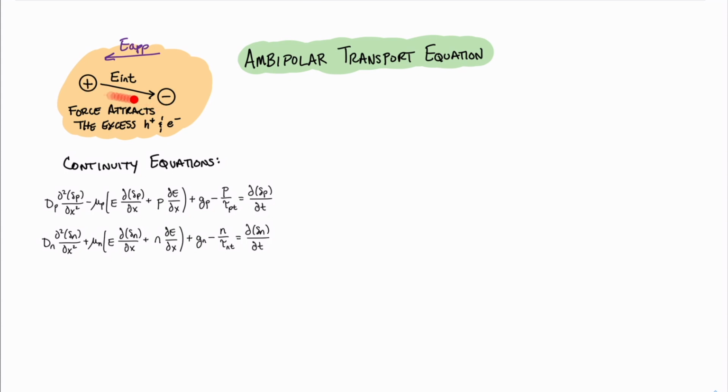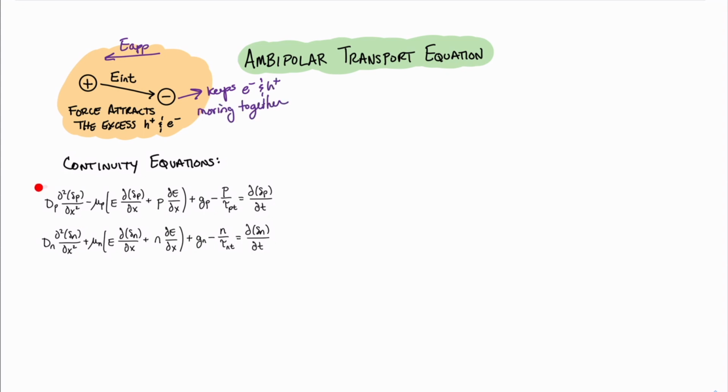But because these excess carriers occur in pairs, as soon as we start to separate them because of the external applied field, that generates an internal field, and the carriers attract each other when they try to separate. In practical terms, when we look at the transport of excess carriers, the movement of excess carriers in a semiconductor system, the positive and negative carriers move together. They drift together, they diffuse together.